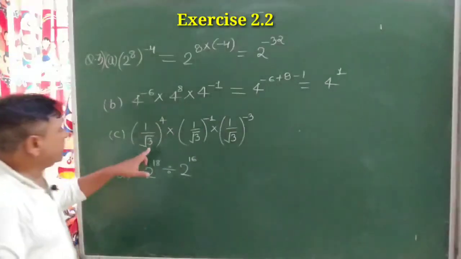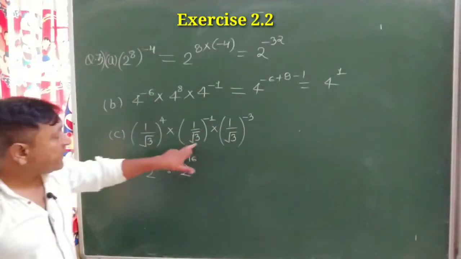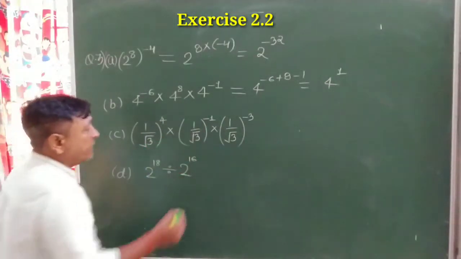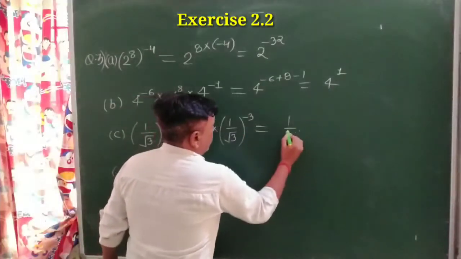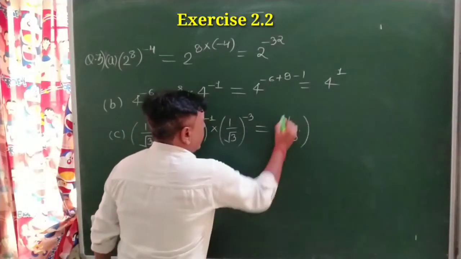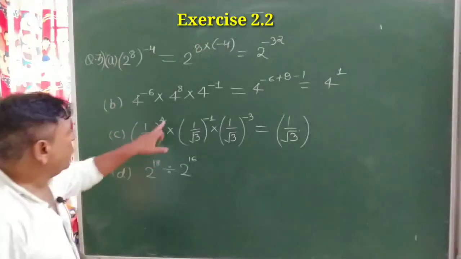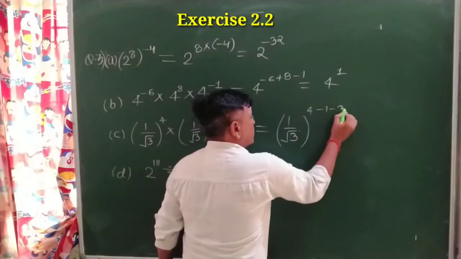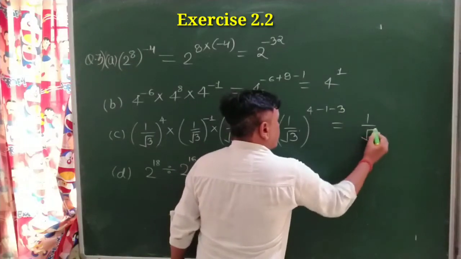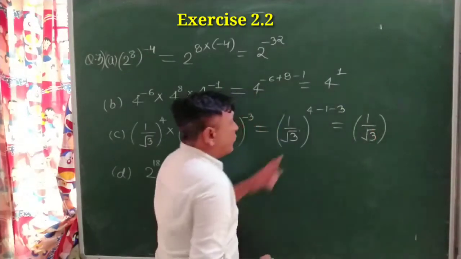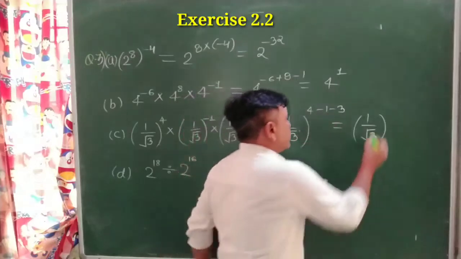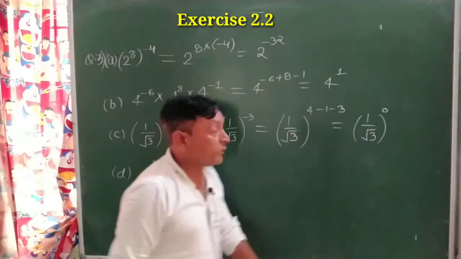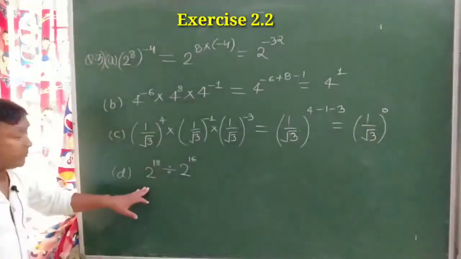See this, in this case also bases are same but powers are different. It means we will solve it in the same way as we had done part B. 4 minus 1 minus 3. 1 upon root 3. 4 minus 1 is 3 and 3 minus 3, we will get the answer 0. Okay. Now come to part D.